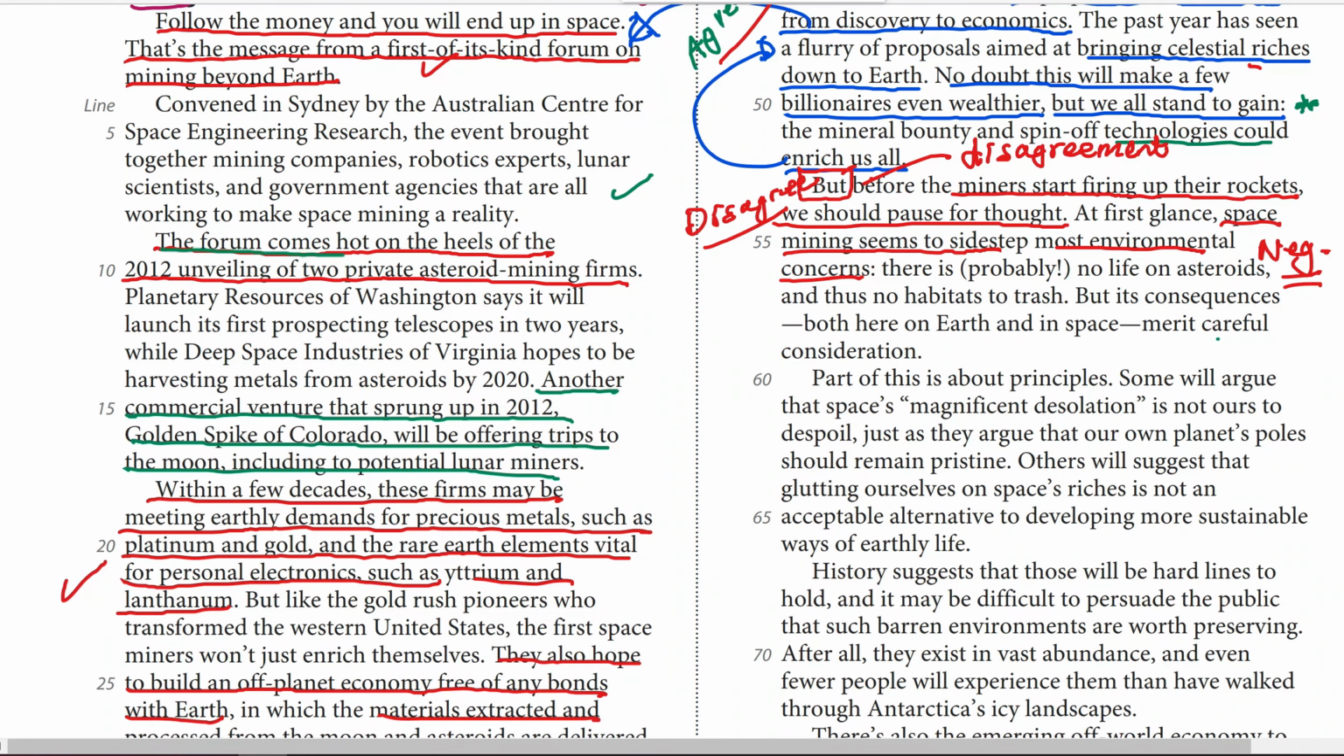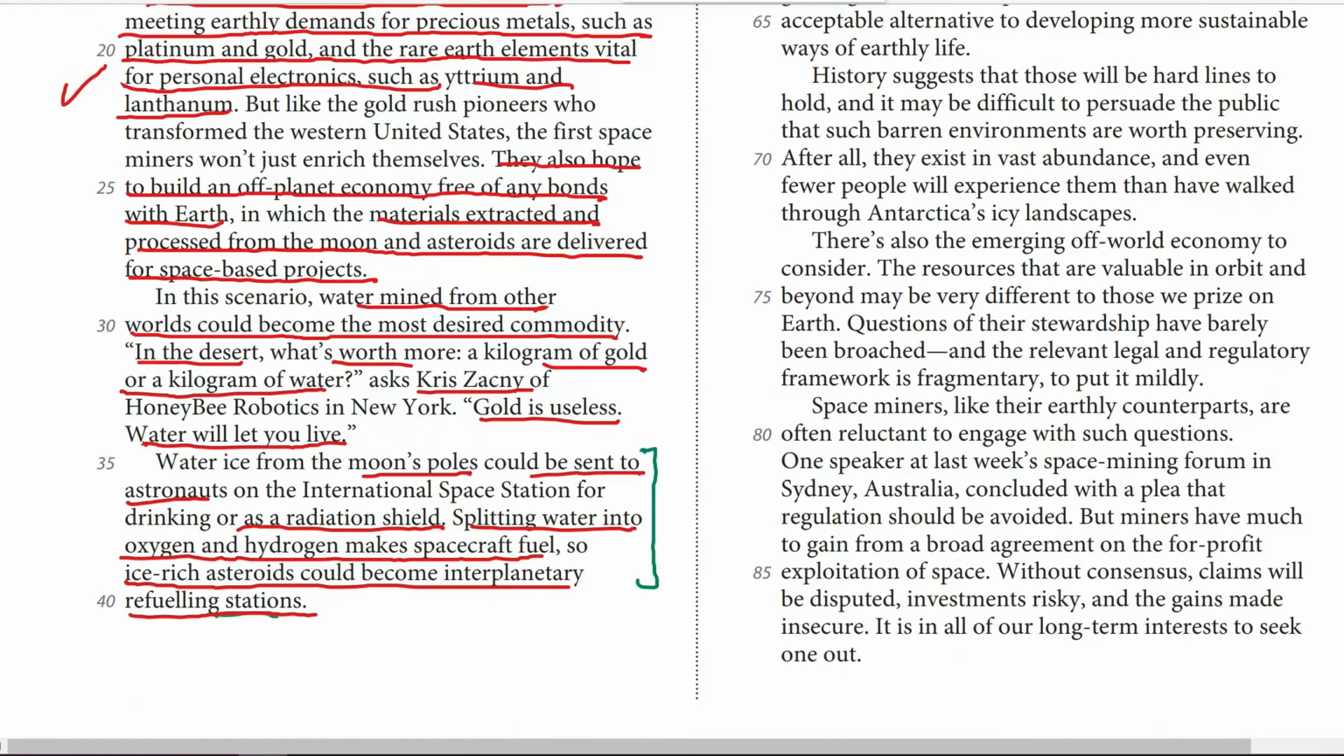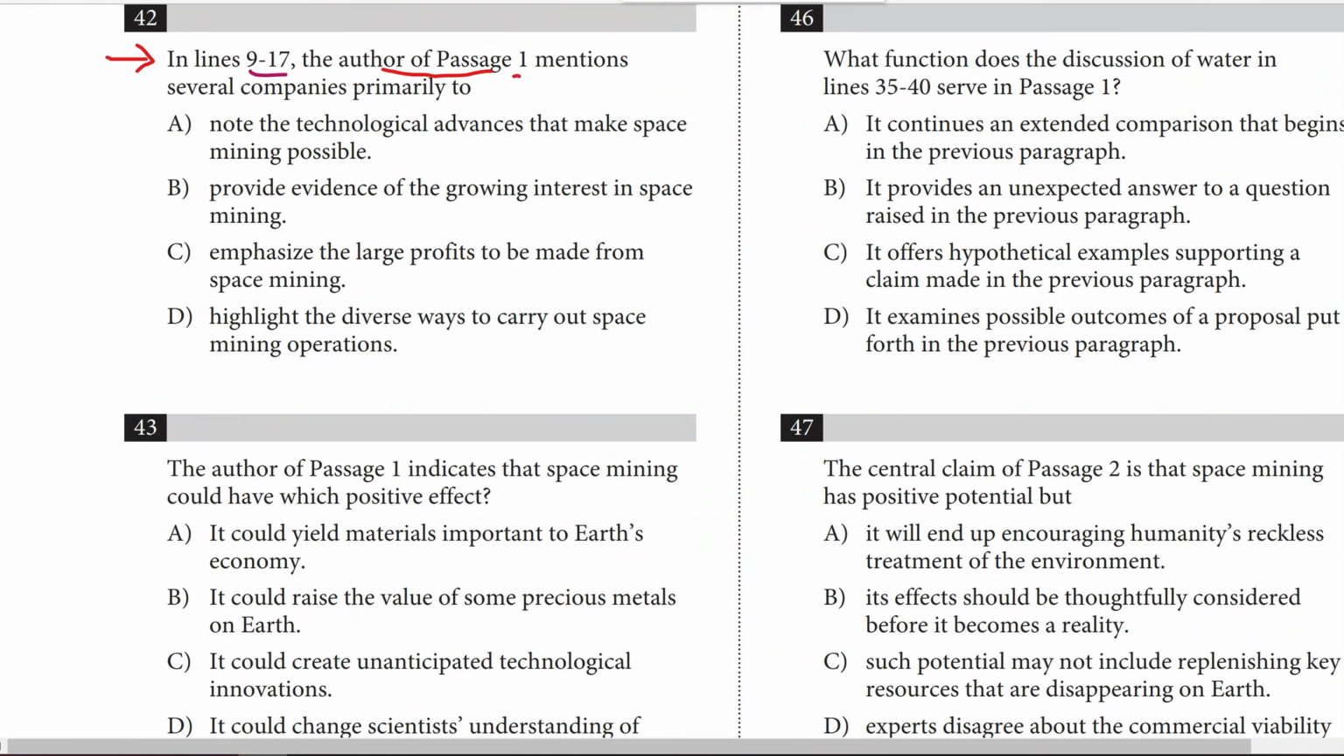The forum comes hot on the heels. مش عارف ايه لغايه هنا ايه يا ابني ايه لغايه ما قال private asteroid mining firms companies. Planetary Resources of Washington says it will launch its first prospecting telescope in 2 years. While Deep Space Industries of Virginia hopes to harvest metals from asteroids by مش عارف ايه. ايه رأيكم يا شباب في السؤال ده؟ يا أستاذ أحمد حسن you go for what؟ بسمعني صوتك.